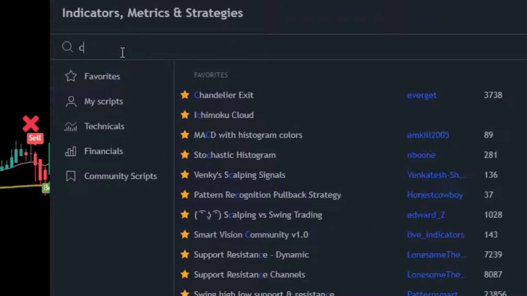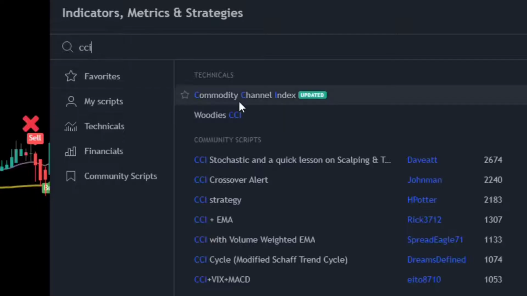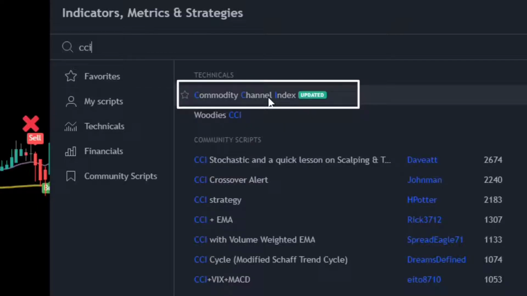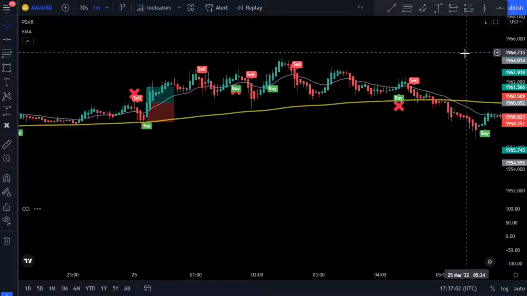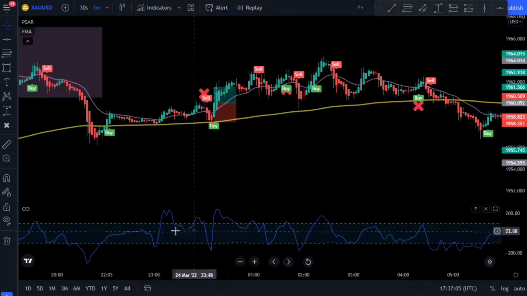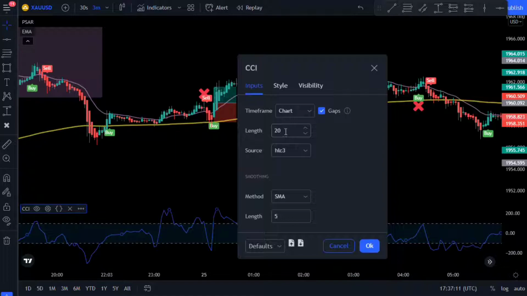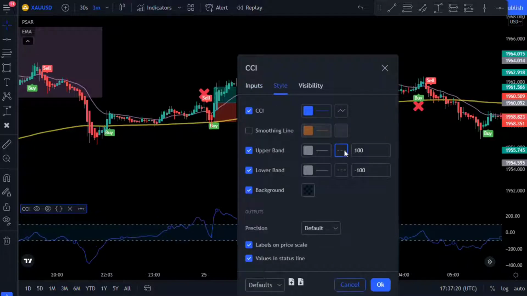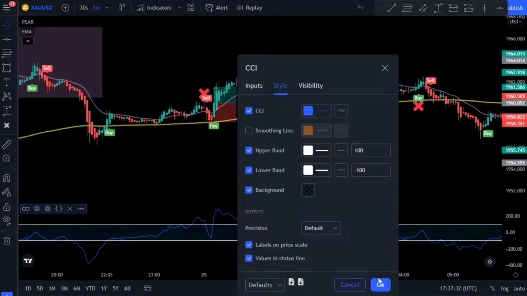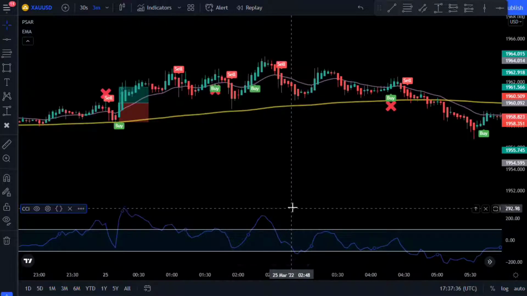Search for CCI here. Click this name and add it to your chart. Well, after adding it to the chart, we will go to the indicator settings and change its settings. From the inputs section, we change the number 20 to 40. In this part, we change this dashed line to a smooth line and whiten its color so that it can be seen more clearly. The CCI indicator is ready.